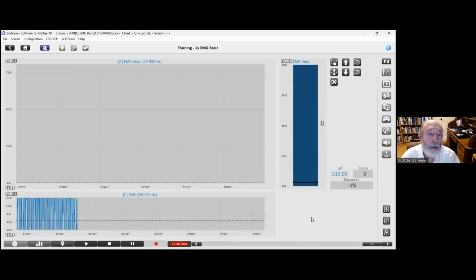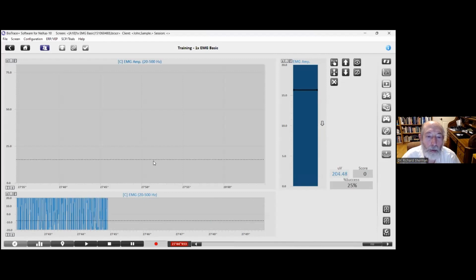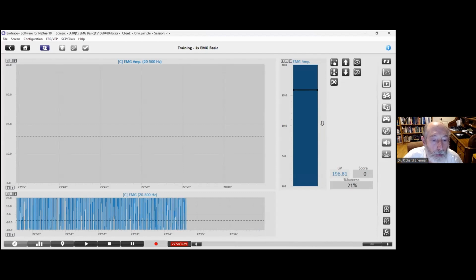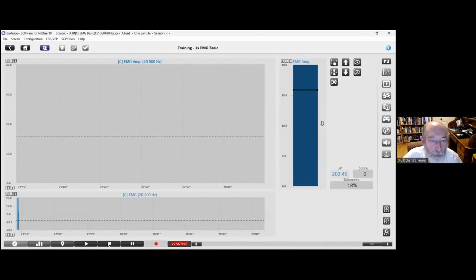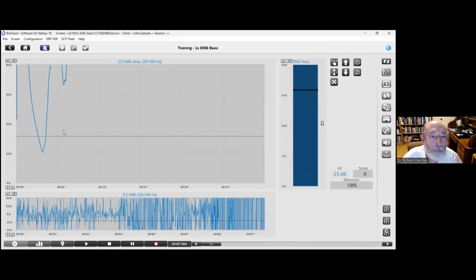So I'm going to share my screen again. And what I'm trying to show you is a muscle tension pattern here. And let's see if we can get it working.